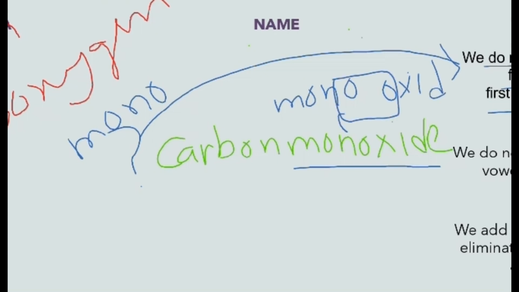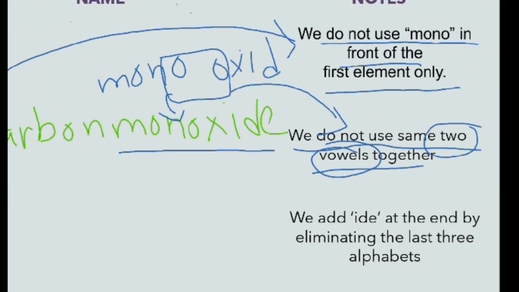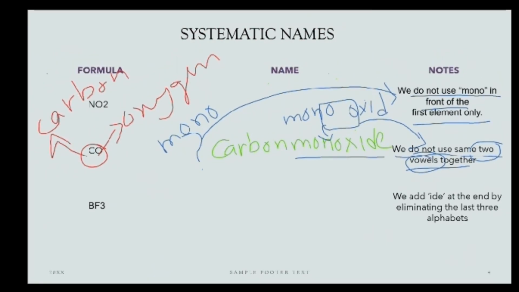This introduces us to our next rule, which is we do not use the same two vowels together. Mono has O at the end and oxide has O in the beginning, and O is a vowel, so we cannot use two vowels at the same time. So we eliminated one O from the name and finally got the name carbon monoxide for CO.